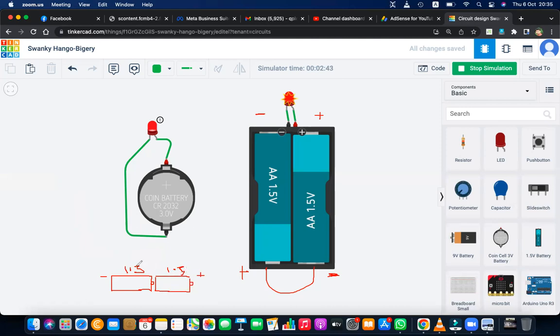What is the total? 3 volt. Total will be 3 volt. I thought here also 3 volt, here also 3 volt. So what's wrong with this? Why is this bulb going to burn?